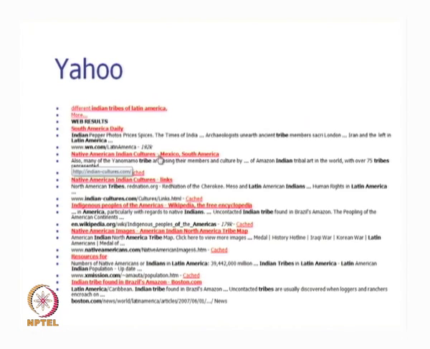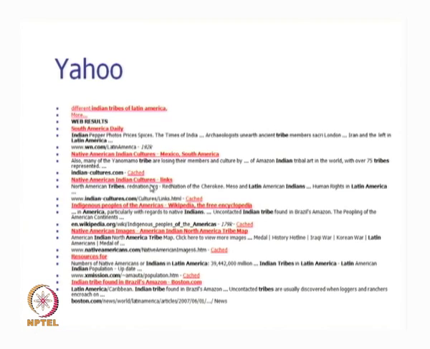Native American Indian cultures, also many of the Yanomamo tribe are losing their members and culture by etc. Amazon Indian tribal art in the world, with over 75 tribes represented. So, this is talking about a particular tribe existing in Mexico. It is relevant, but still is narrow in its scope of information. Native American Indian cultures, North American tribes, etc.